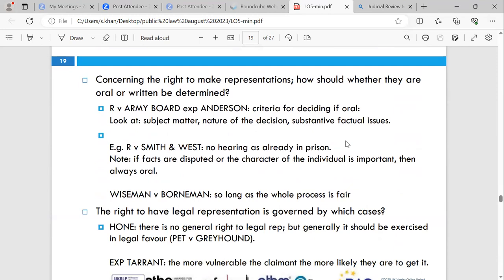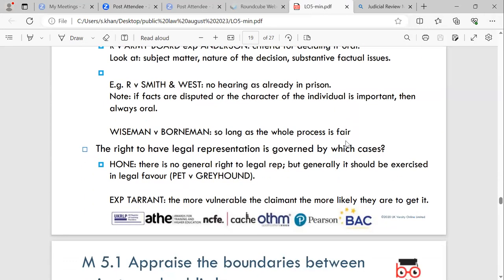Concerning the right to make representations, whether they are oral or written is to be determined. In the case of R v Army Board ex parte Anderson, the criteria for deciding if oral are: look at subject matter, nature of the case, decision, and substantive factual issues. For example, in R v Smith and West, no hearing as already in prison. It was noted that if facts are disputed or the character of the individual is important, then always oral. The case of Wiseman v Borneman, so long as the whole process is fair.